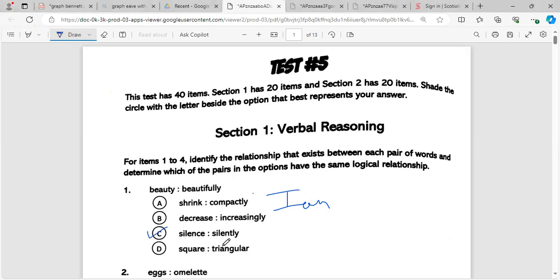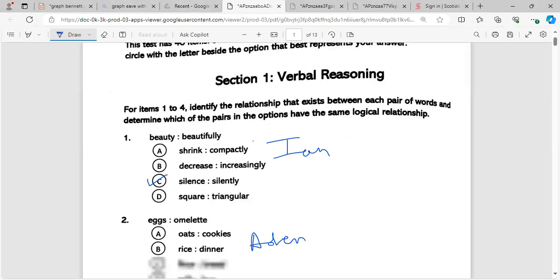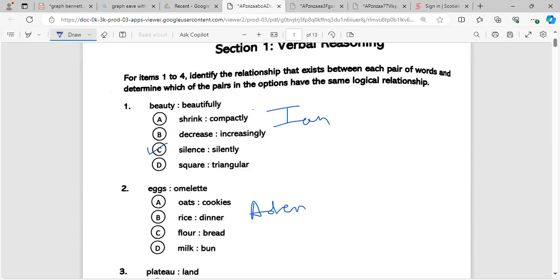And you see the other options are kind of poor, because you have square to triangular. What is that? Shrink to compact, to increase. So yeah, the opposite, sir. Opposite. Oh, it's the same thing.